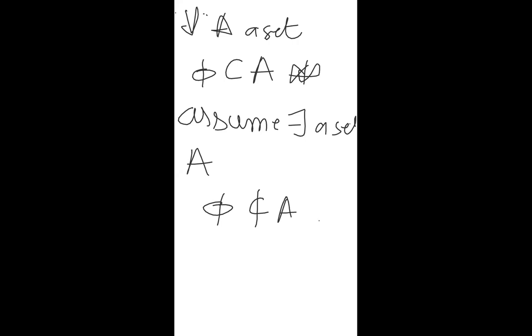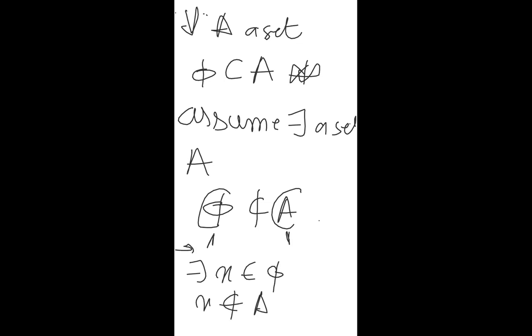What this means, for a set not to be a subset of another set, you must find an element in this set that is not in the other set, and then it's not a subset, because the definition is, for all elements in this, they are also elements of this. So you just take the negation of that statement, and you'd say, there exists an X in the empty set, and this X that's in the empty set is not in A. These are equivalent statements. But this is wrong, because you know that the empty set has no elements. So this cannot be true. So this is a contradiction.